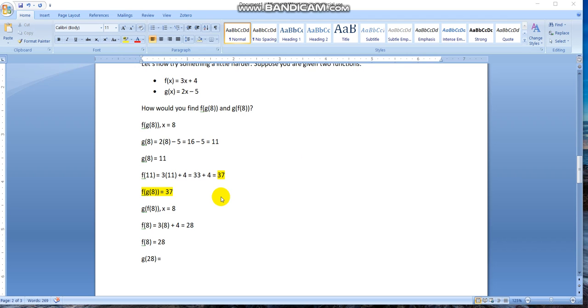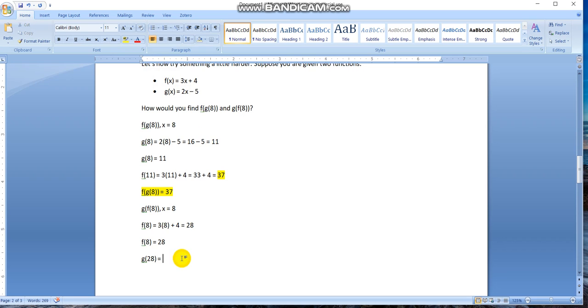From the first video, right at the ending, I was working on this one, g of f of 8. Look at the last video to see how this is done. We're plugging in f of 8, x is 8, so we're just plugging that into our function, and our new output is going to be 28. So we're plugging 28 back into our new function g of x.